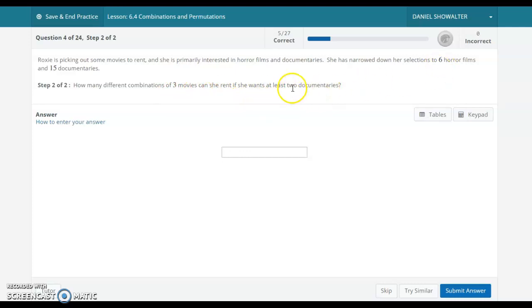So the first way would be to get 2 documentaries and 1 horror film. So that would be 15 choose 2, and again that's a combination, times 6 choose 1.